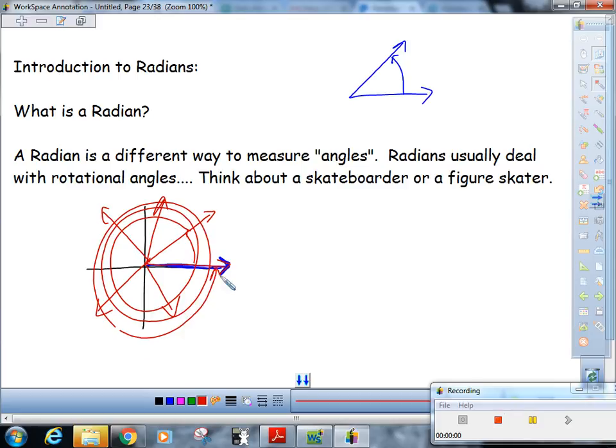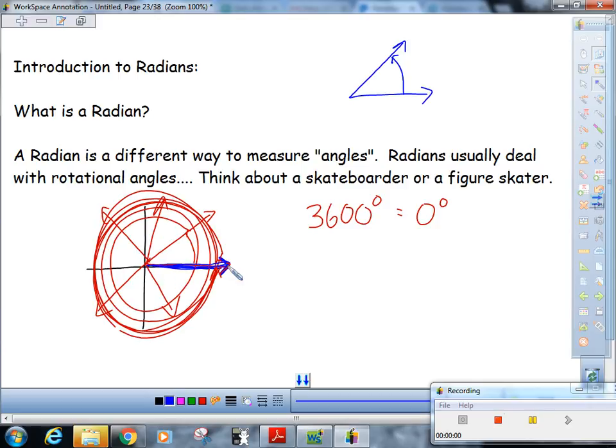So for instance, it is absolutely no big deal to have a 3,600 degree angle. But you should know that's the same thing as a 0 degree angle. Think about it. How many times around a circle is 3,600 degrees? It's 10 times. So you start here, and you go around once, twice, 3 times, and you go around 10 times, and you end up right back where you started.